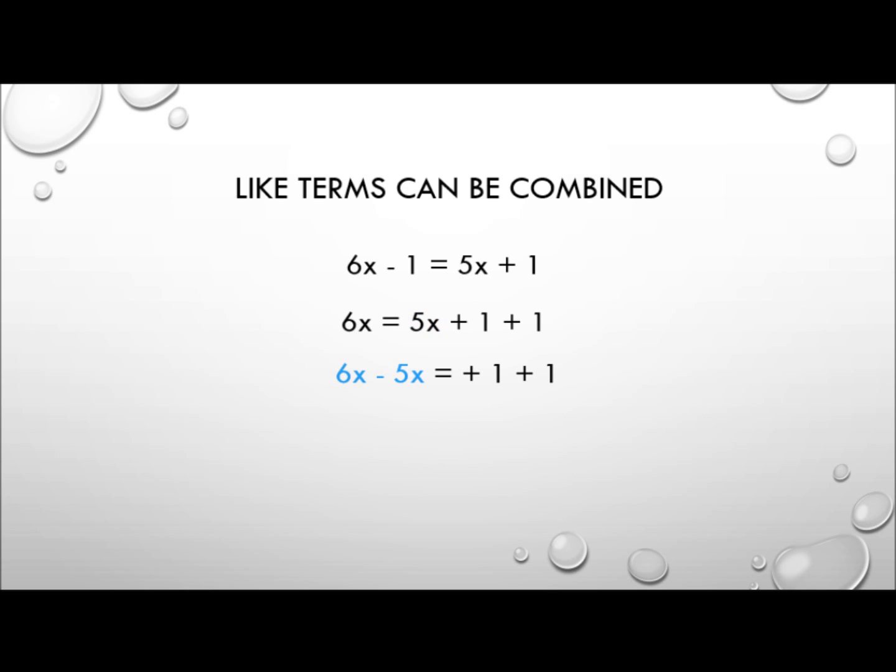Now that we have the like terms all gathered on the same side of the equals, we can start thinking about combining them. So 6x and the negative 5x are like terms and they can be combined. If you have 6x's and you take away 5x's, you end up with 1x.